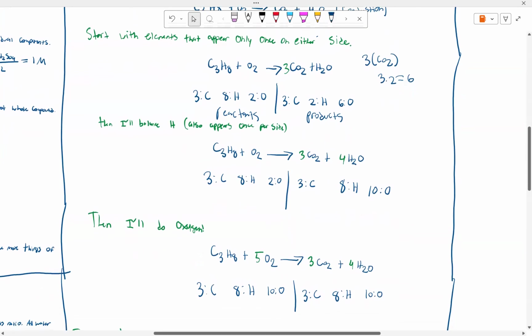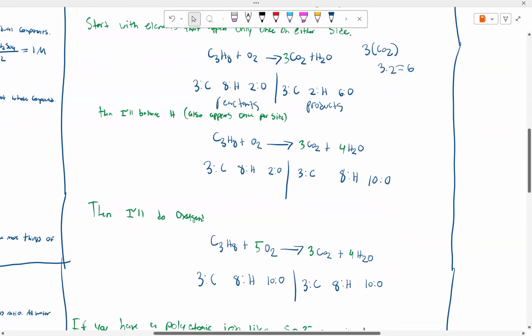As you can see, it's still not balanced. Before moving on to oxygen, I'm going to go on to hydrogen, because that also only appears once per side. I notice over here this has 8 hydrogens, and this only had 2 hydrogens beforehand. In order to get to 8 hydrogens on this side, I'm going to put a coefficient of 4 here. So 4 times 2 is 8, and 4 times 1 is 4. And over here, remember, I already had 6 oxygens, so now I have 10 oxygens.